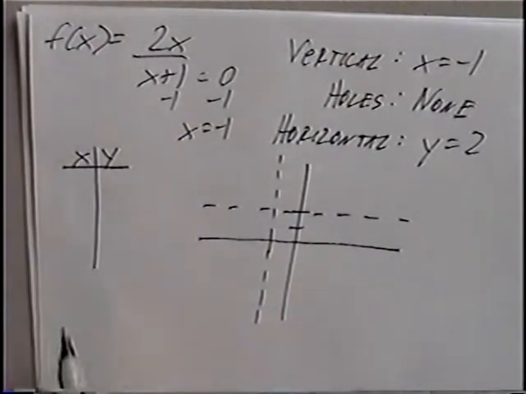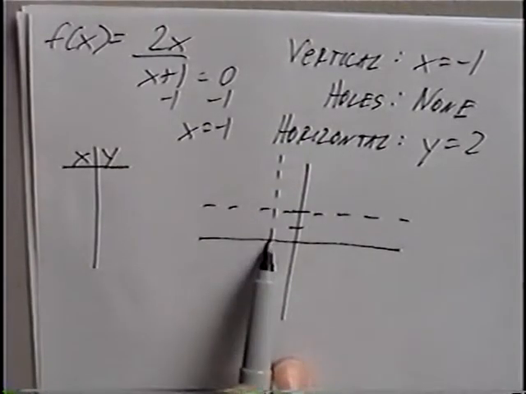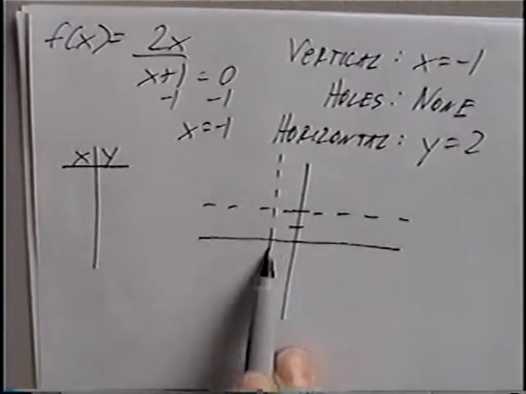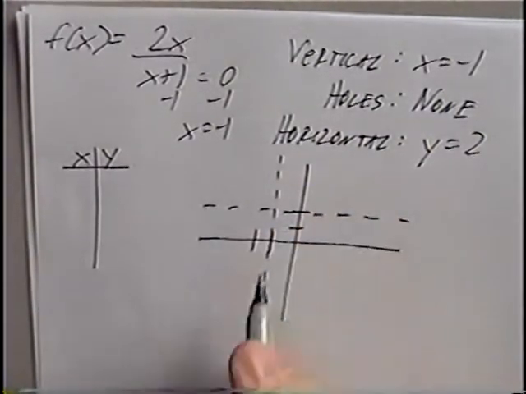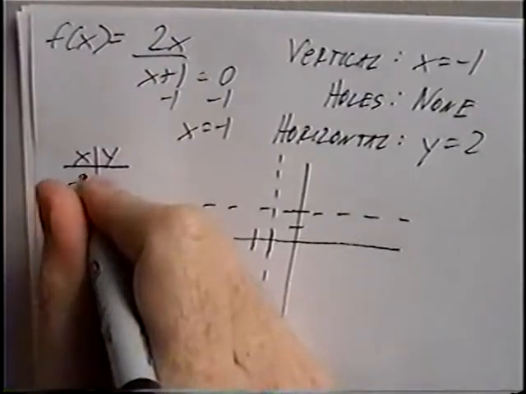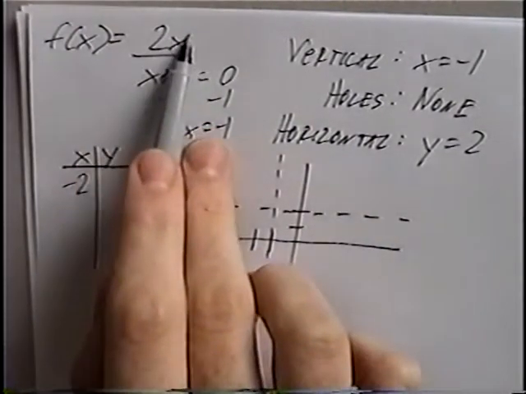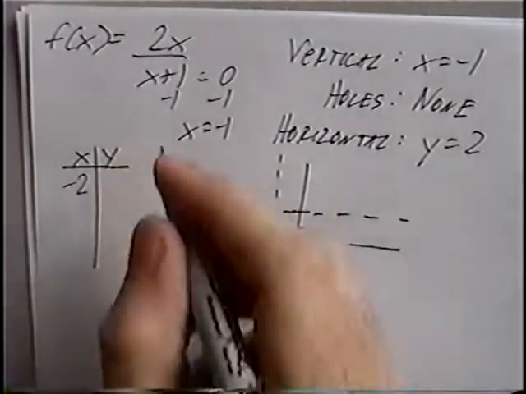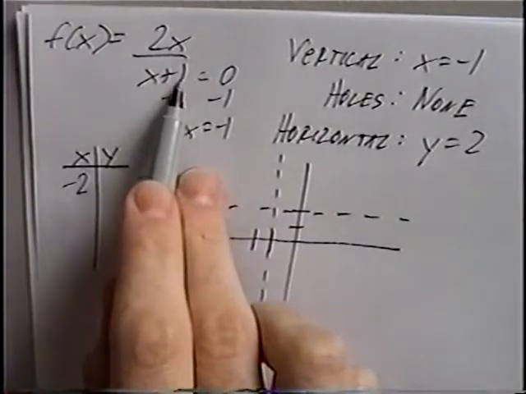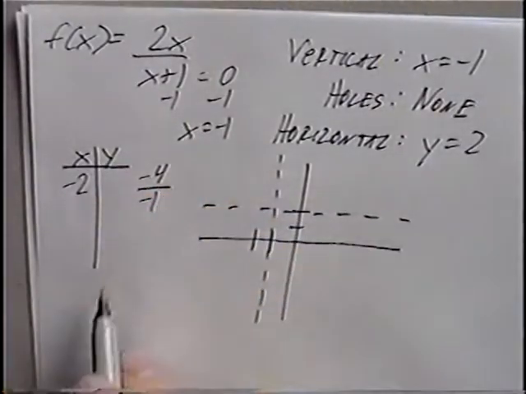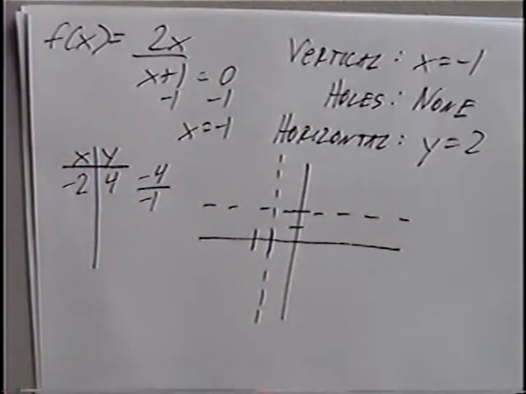To decide which points to use in the t-table, we want to pick one point to the left of the vertical asymptote and one point to the right. This vertical asymptote is at x equals negative 1, so the next point over would be negative 2. Negative 2 we can plug back into our original equation. Negative 2 times 2 would be negative 4. And negative 2 plus 1 would be negative 1. Negative 4 over negative 1, the y value would be positive 4.